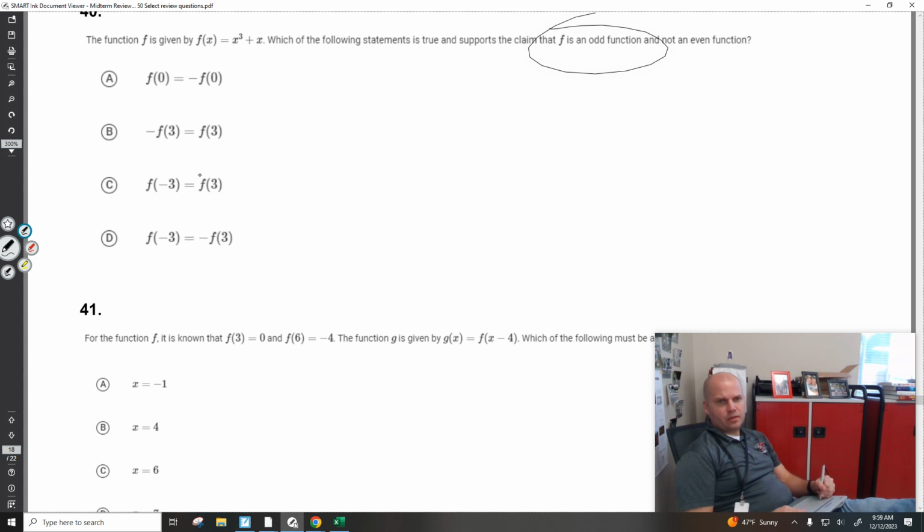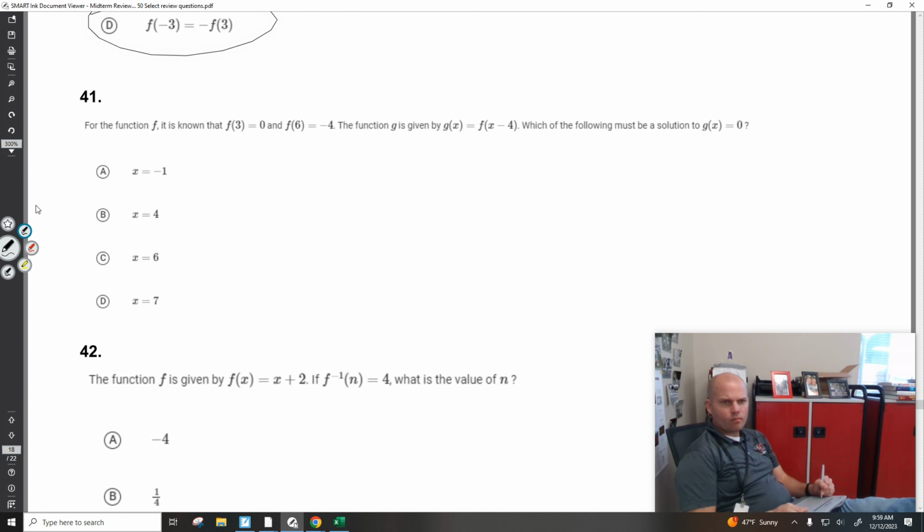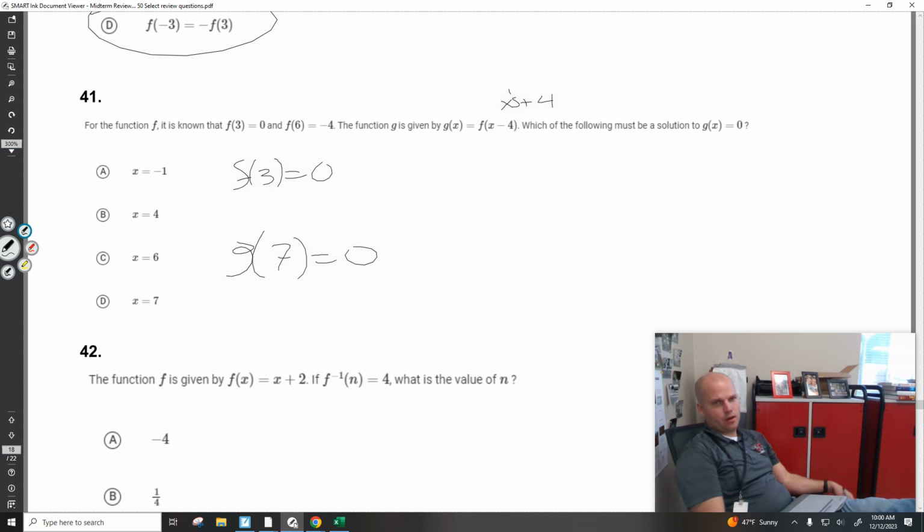If you are an odd function, opposite x's yield opposite y's. That works. If f of 3 equals 0, you got the point 3, 0, and you are shifting things right 4. You're using the inverse on that inside. That means g's got the point 7, 0. Take the x and add 4. Don't adjust the y. G's got to have the point 7, 0.